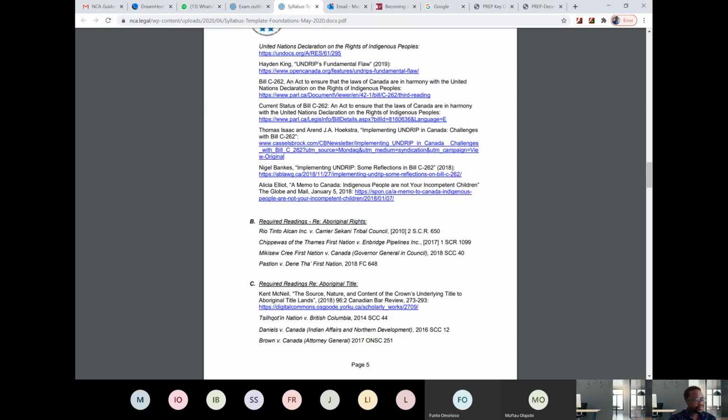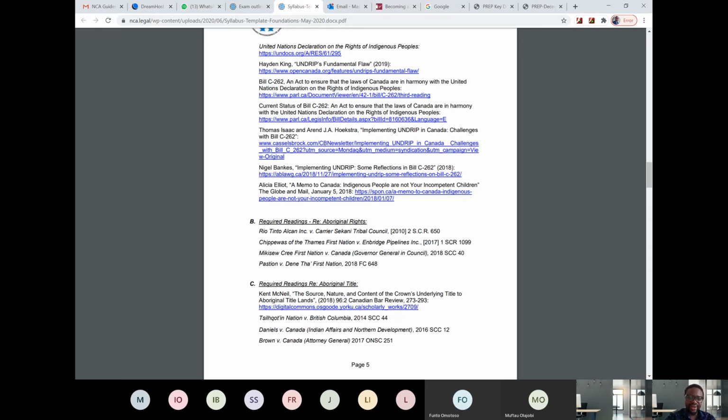Rio Tinto, which talks about when the duty of the Crown to consult arises. The case of Chippewas, which talks about what is the appropriate authority among the government that will carry out the consultation. So at the federal government level or at the provincial level, what is the appropriate authority that will carry out the consultation when the government is infringing or interacting with Aboriginal rights?